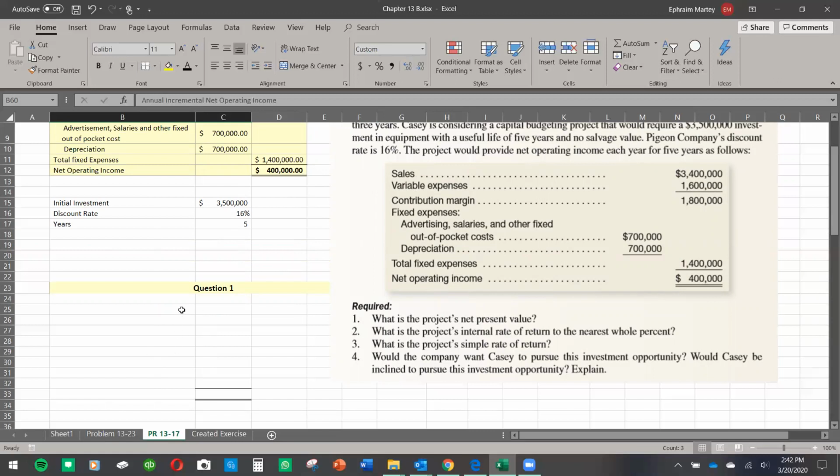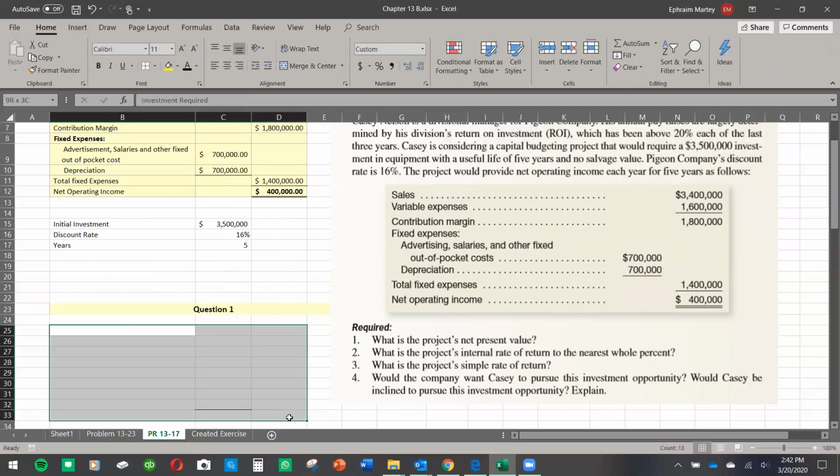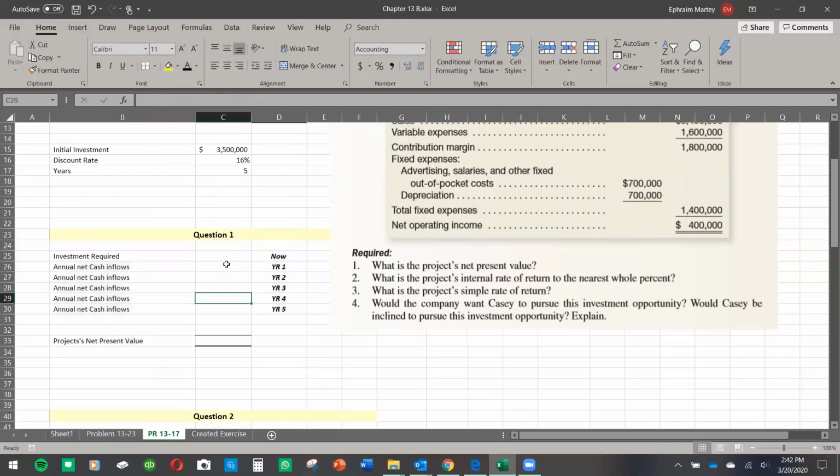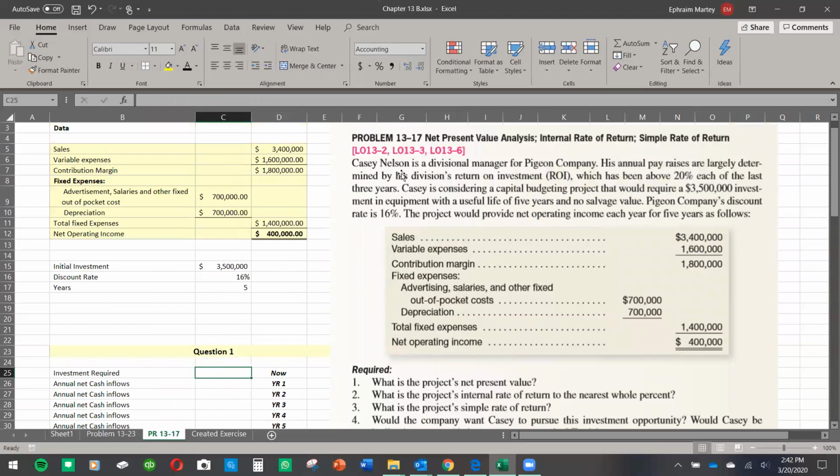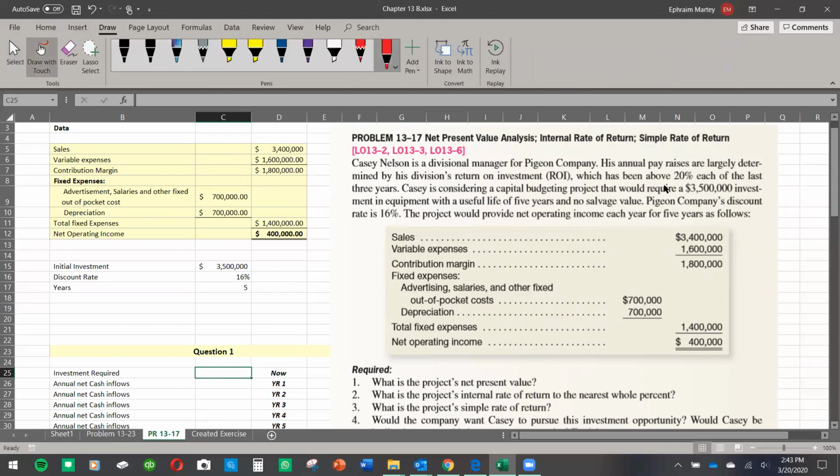Well, did you get it? Let's find out. What's the net present value? So we know from our previous discussion, we find the investment required. What are the investments required as we read the problem? It says Casey Nelson is a divisional manager for a pigeon company, which is similar to the previous problem we saw. His annual pay raises are largely determined by his divisional ROI, which has to be above 20%. Casey is considering a capital budgeting project that will require a 3.5 million investment.